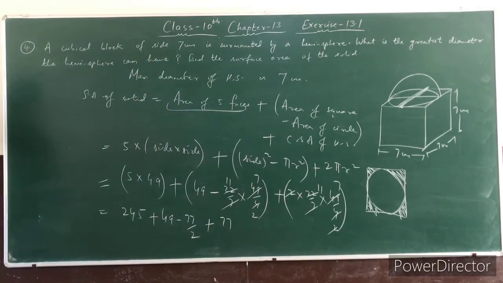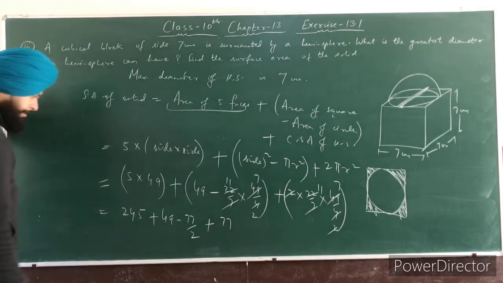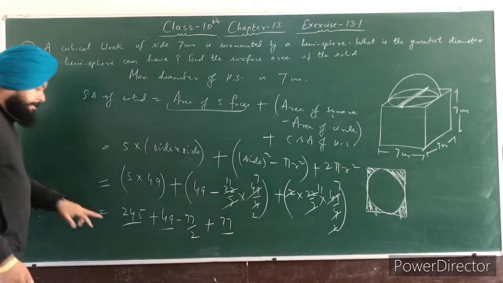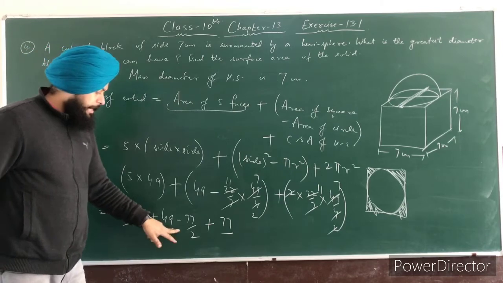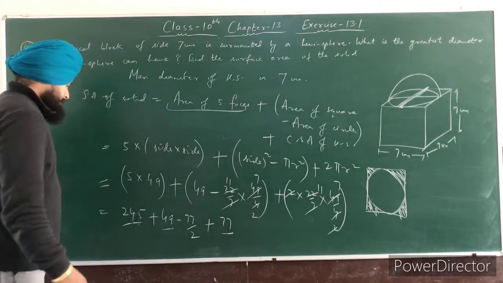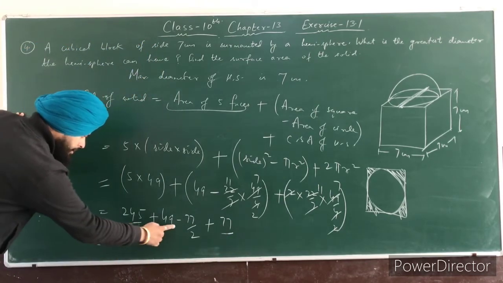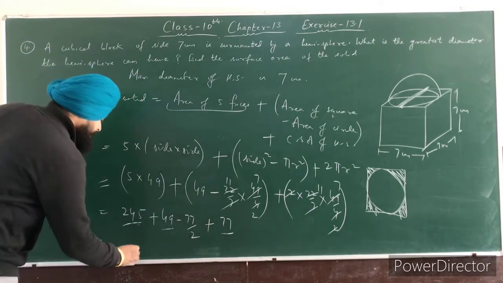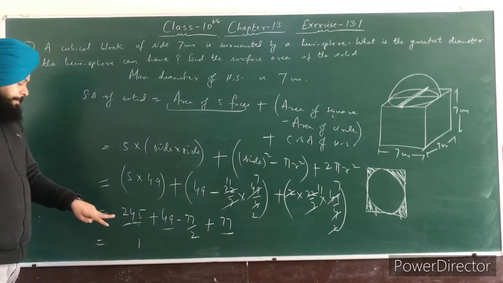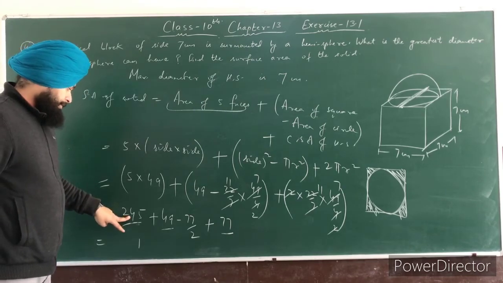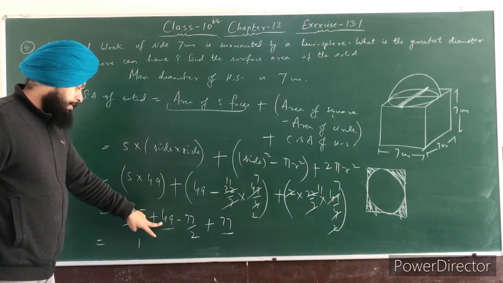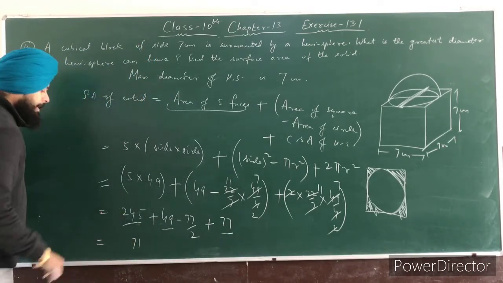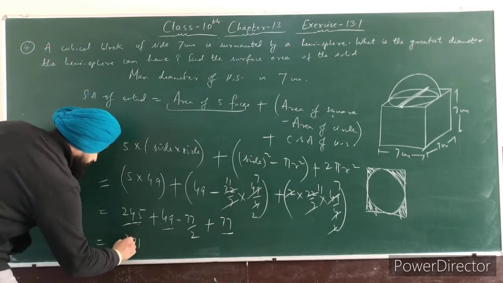Clear, students? So first you can add this. You can add this number to 45 plus 49 plus 77. So it is how much? 9 plus 5, 14. 14 plus 7, 21. 2 carry. 2 plus 4, 6. 6 plus 4, 10 plus 7, 17. Again 1 carry. 1 plus 2, 3.